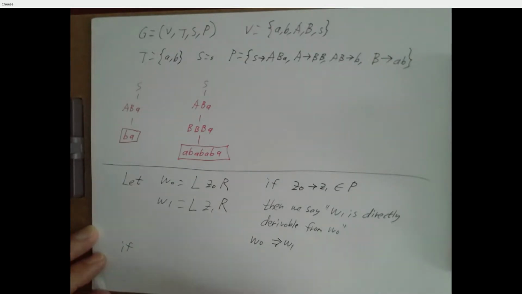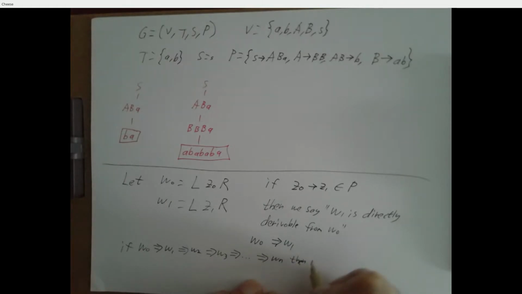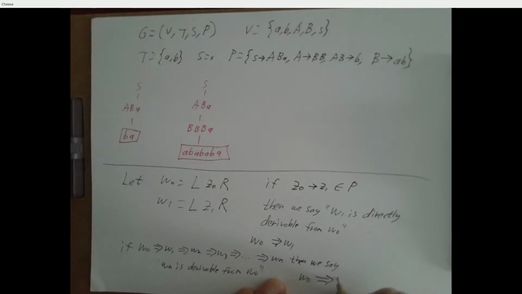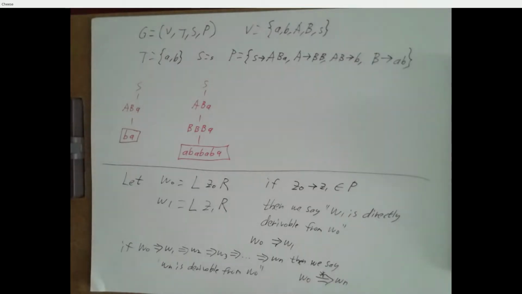Okay, if W1 is directly derivable from W0, and W2 is directly derivable from W1, and so on, until eventually Wn is directly derivable from Wn minus 1, then we say Wn is derivable from W0. So it's not directly derivable, but it is derivable through a series of direct derivations. And we have a notation for that. Same double arrow, but we put a star on top of it. So that means derivable, but possibly not directly.